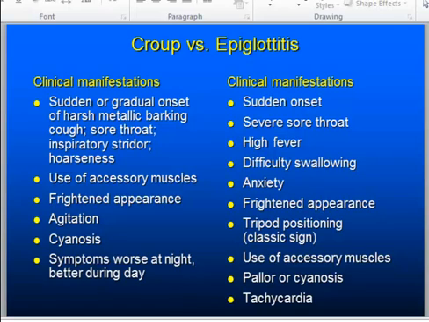The child that has laryngotracheal bronchitis may have a gradual onset and a fever along with other signs and symptoms. And occasionally that fever can go as high as 104 degrees. So we can have that use of accessory muscles, frightened appearance, agitation, and that cyanosis that you'll see.